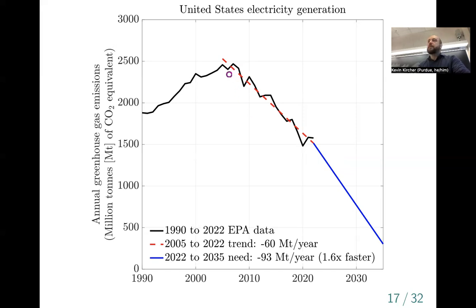So does anybody have an idea of what happened in this 2005-ish timeframe to cause these emissions to start dropping? Yes? It stopped using coal as much. People stopped using coal as much. Yep. And what replaced coal for electricity generation? Yeah. Especially solar panels, wind farms. Solar panels, wind farms, fracking, natural gas. Yeah. So I'll show some graphs of this in a sec.